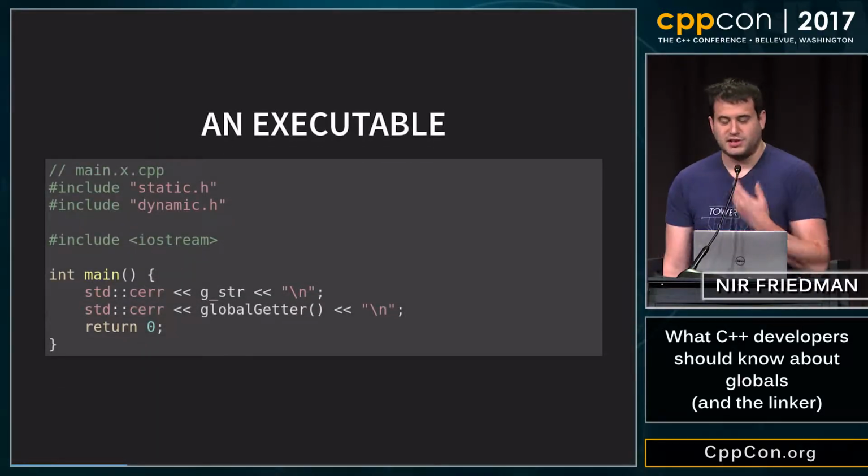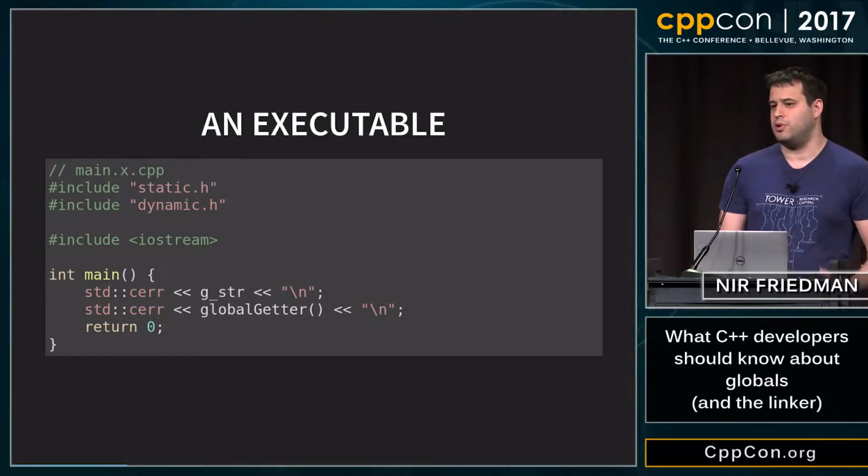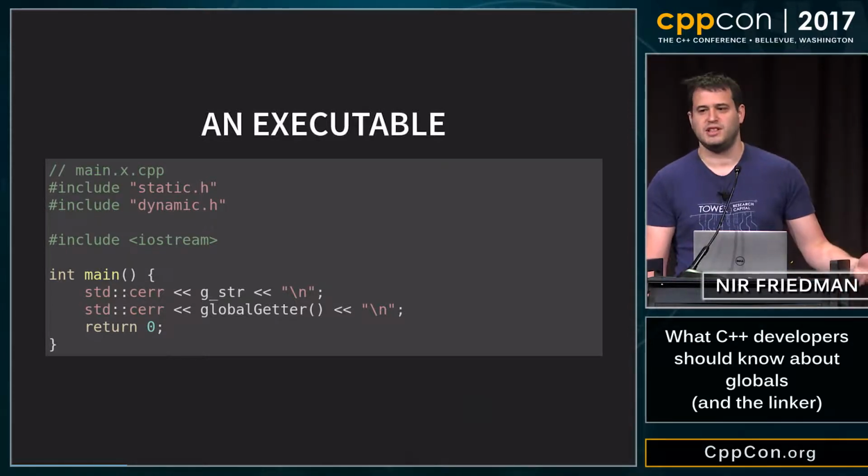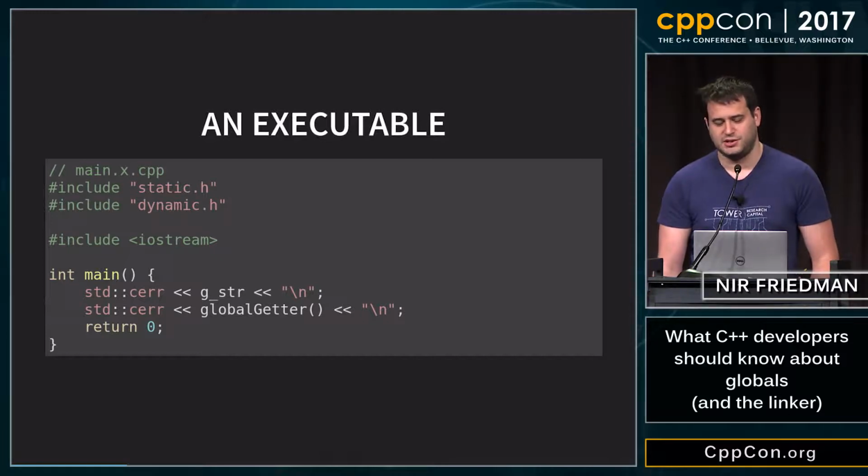And then finally, we have an executable. The executable depends on both the shared and static libraries. And it's just going to try to print the string. It's going to try to print the string that it gets directly from the static library, and it's going to try to print the string that it gets directly from the dynamic library, the shared library.